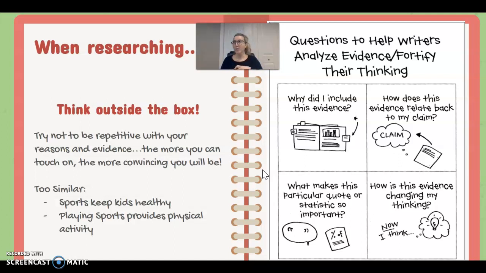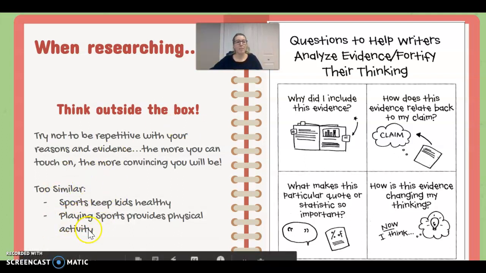Whereas if you are touching on all different topics and you're putting out there information about all those topics and how your stance is accurate in all of those areas, you are much more likely to convince your audience to agree with you, okay? Now, what I mean by repetitive, here's an example.